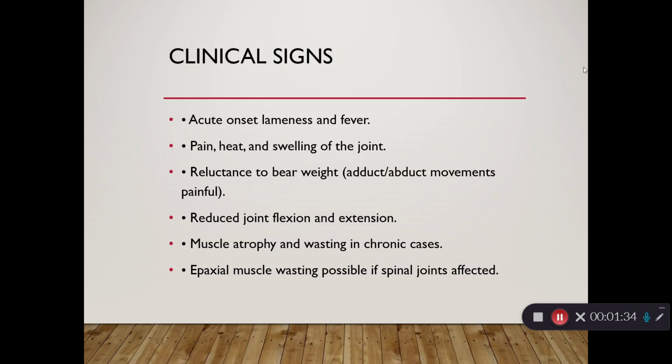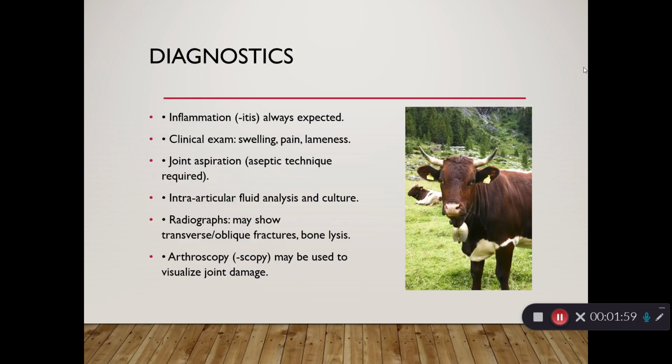The clinical signs are acute onset lameness and fever, pain, heat, and swelling of the joint, reluctance to bear weight, adduct and abduct movements are painful, reduced joint flexion and extension, muscle atrophy and wasting in chronic cases, and apaxial muscle wasting possible if spinal joints are affected.